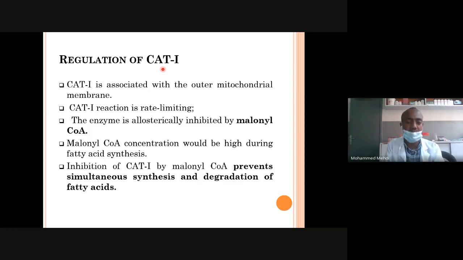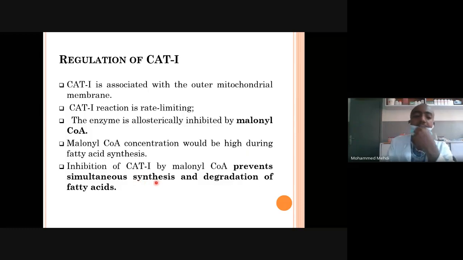Fatty acid oxidation and fatty acid synthesis do not occur at the same time. They do not occur simultaneously. Whenever we have synthesis, we have to inhibit oxidation. Whenever we have oxidation, we have to inhibit synthesis. So if our cell is under synthesis, there is malonyl CoA. Malonyl CoA inhibits this enzyme, and when this enzyme is inhibited, beta oxidation will be inhibited. If we are on the degradation or oxidation of fatty acid, then synthesis will be inhibited by another mechanism. There are other mechanisms of regulation of synthesis.